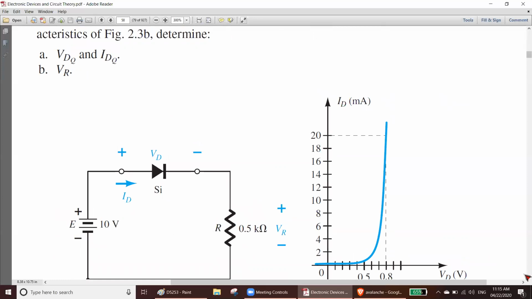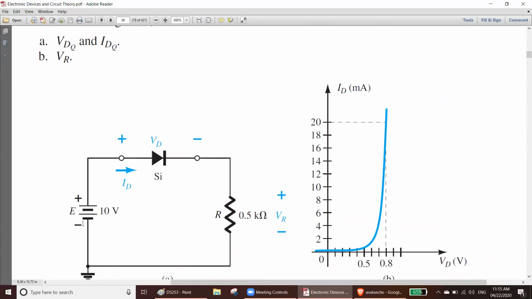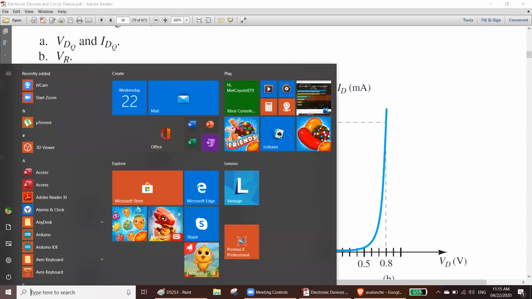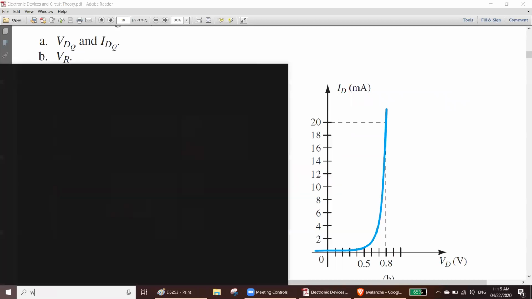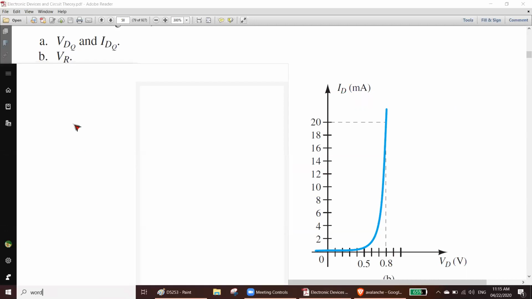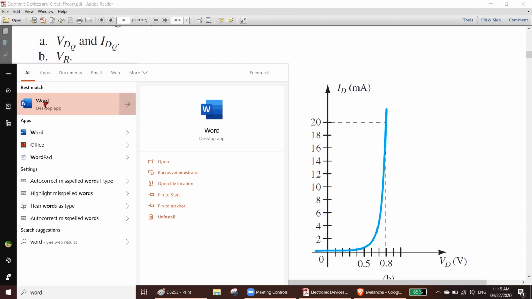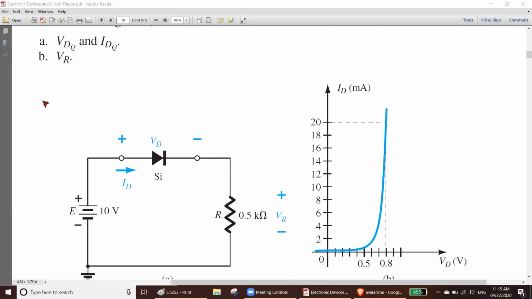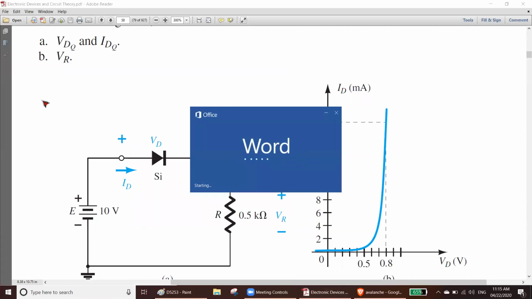Here we will apply a KVL. You all know what KVL is. KVL means Kirchhoff voltage law. Here we will be applying a KVL. So let's draw a word. Okay, let the words come in. We will apply a KVL.